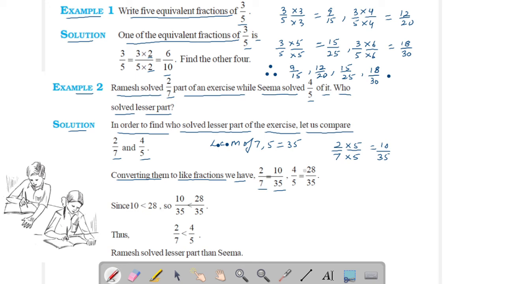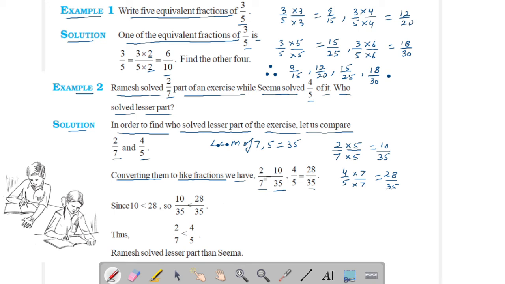Similarly, 4 upon 5 is equivalent to 28 upon 35. How will you get it? For 4 upon 5, the denominator is 5. Divide the LCM, that is 35, by 5, you will get 7. Multiply 4 upon 5 by 7, both in numerator and denominator. 7 fours are 28 upon 7 fives are 35. It will be equivalent to 28 upon 35. Therefore 4 upon 5 is equivalent to 28 upon 35.